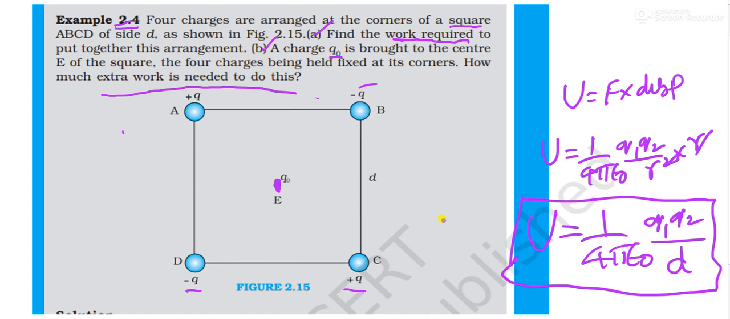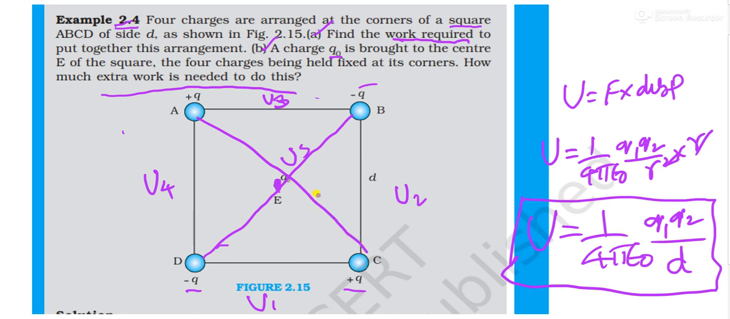To place the charges like a rectangle, how much energy is required? That's the question. To place these two charges, energy 1; these two charges, energy 2; these two, energy 3; and these two, energy 4. Like that we can take 4 parts. It doesn't only depend on the 4: this diagonal is going to be u5, and this diagonal I am going to take as u6. There are 6 energies required to arrange this kind of system.